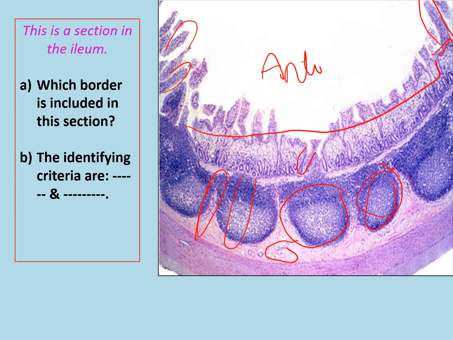These are the identifying criteria. No Brunner's glands and the presence of villi and crypts: this is small intestine. No Brunner's glands, a submucosa that is not empty, and the presence of Peyer's patches: this is the criteria for ileum. Here we come to the end of our lecture, and thank you for your time.